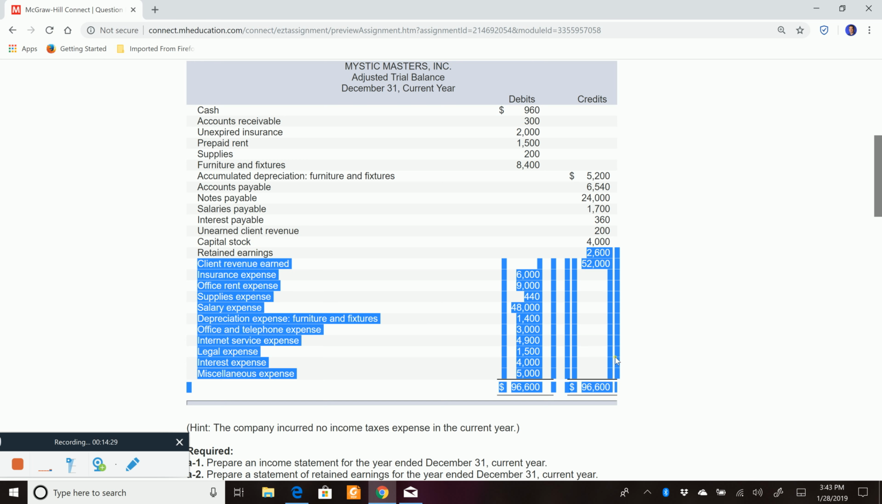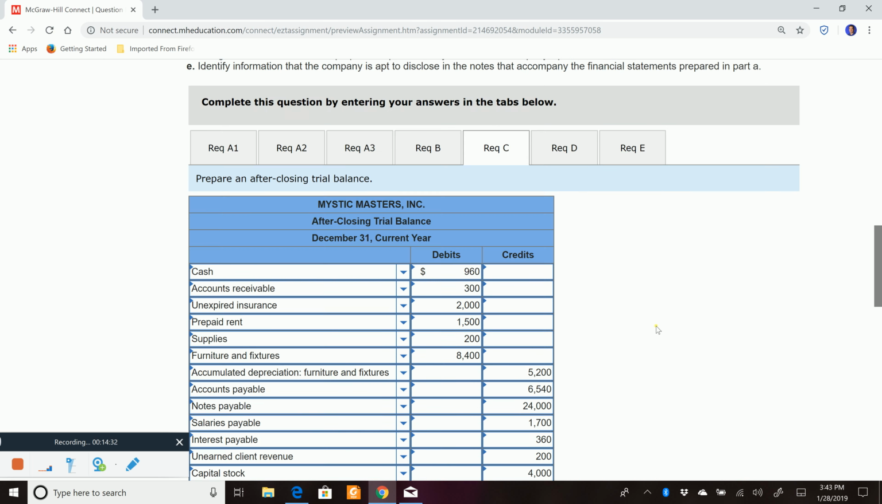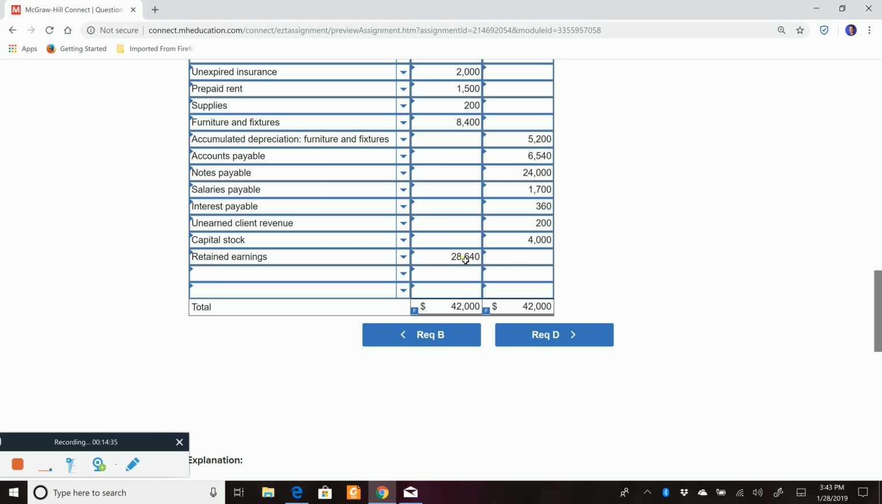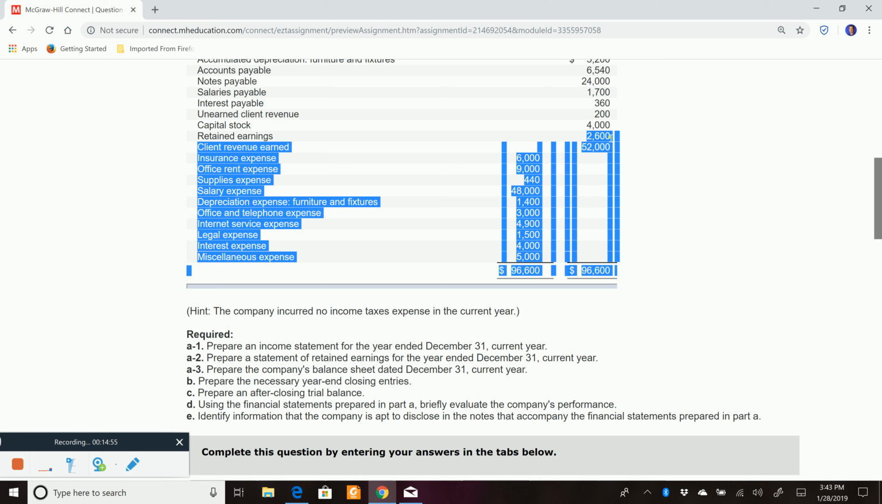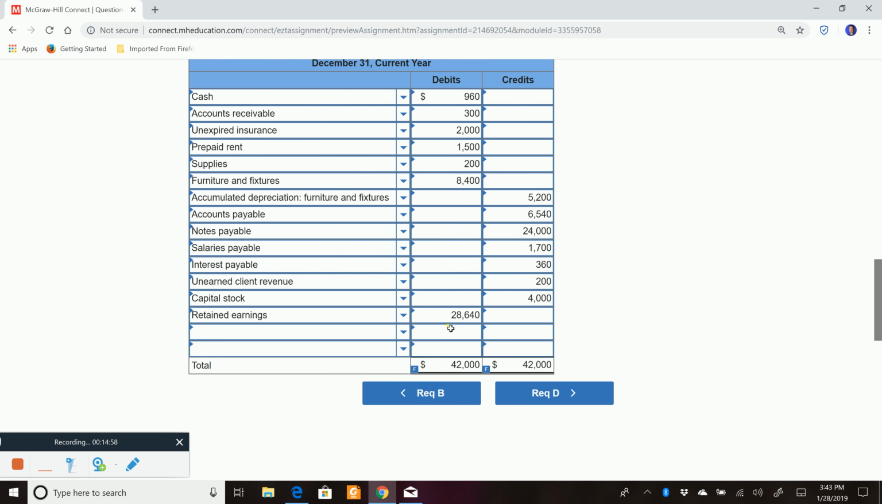What has happened is with the post-closing trial balance, the retained earnings number has changed, and all of the revenue and expense and dividends accounts are gone. Why? Because the red accounts now have a zero balance. That's why they're not listed here. Where did the balances go? They got sucked up or vacuumed into the retained earnings account. That is why the retained earnings account went from $2,600 credit balance to a $28,640 balance, because all of the revenues and expenses and dividends, if we had them, would have been closed or transferred into the retained earnings account.